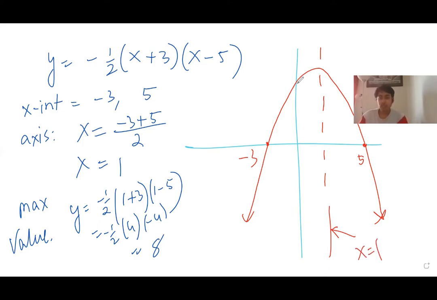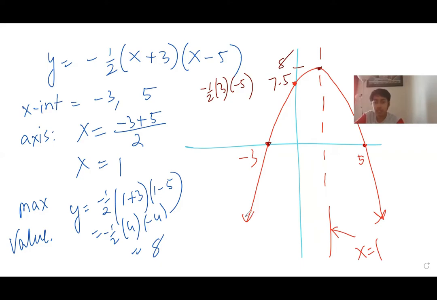So the y-intercept is what? Tell me the value. So plug in x equals 0, right? So then it should be 3 and -5. So positive 15 divided by 2, which is 7.5. Is that okay? Yes, sir. So you have the maximum value of 8, y-intercept of 7.5, 2 x-intercepts at -3 and 5, and axis of symmetry x equals 1. These are the 5 parameters which we have already given on the particular graph.